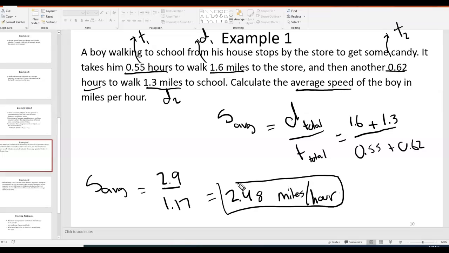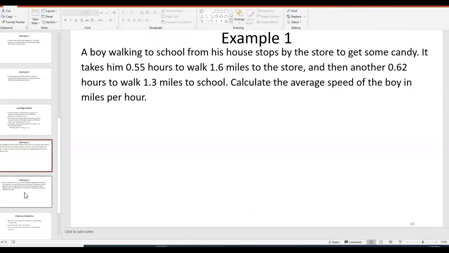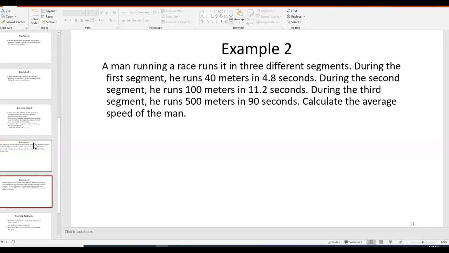So that is an example problem with average speed. Again, very simple as long as you can correctly identify all of the distances and all of the times. We're going to do one more example, and then we'll be done with the video. Pause it there if you need to look that over. So one more example. Pause it here, and I want you to try to answer this question on your own. This is going to be example 2. See if you can answer the question on your own.